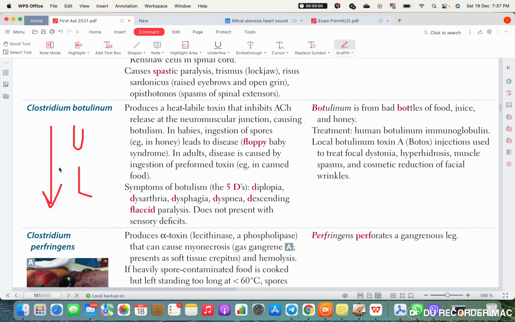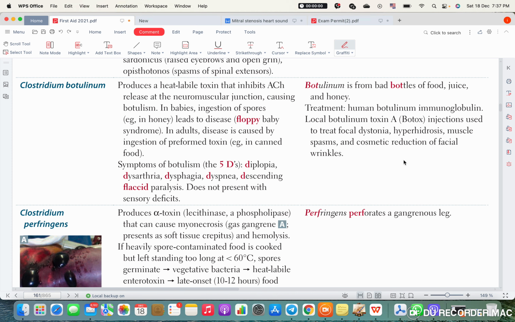In which disease do we have lower extremity paralysis, then going to the upper extremities? If you don't know it now, it's okay, but you must know it soon. It's Guillain-Barré syndrome. If you don't know it now, it's totally okay, because it happens due to Campylobacter jejuni, which we have not studied yet. Okay, so botulism does not present with sensory deficit, solely muscle. Botulism is from bad bottles of food, juice, and honey.